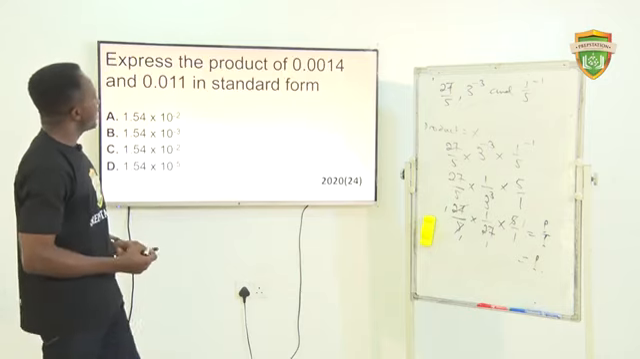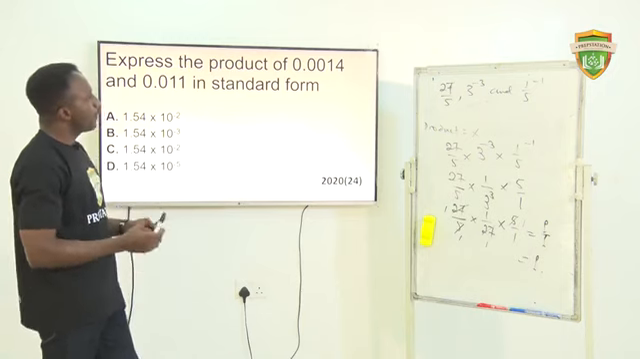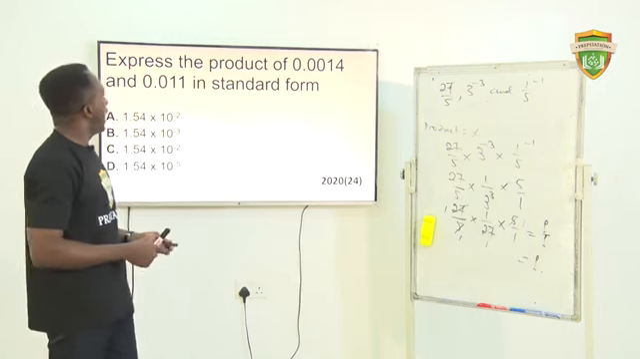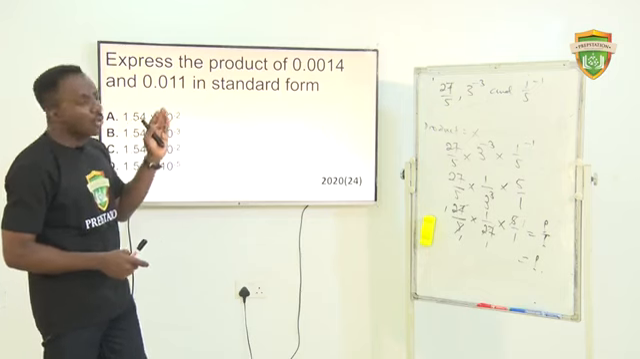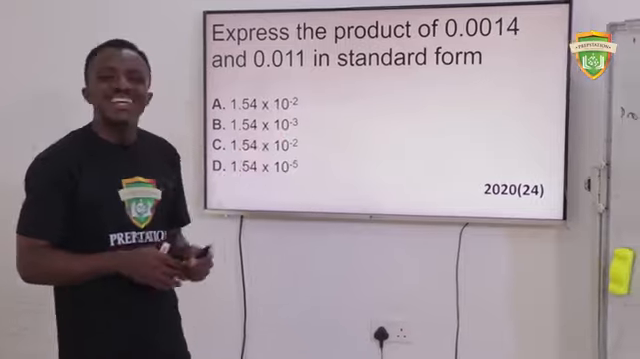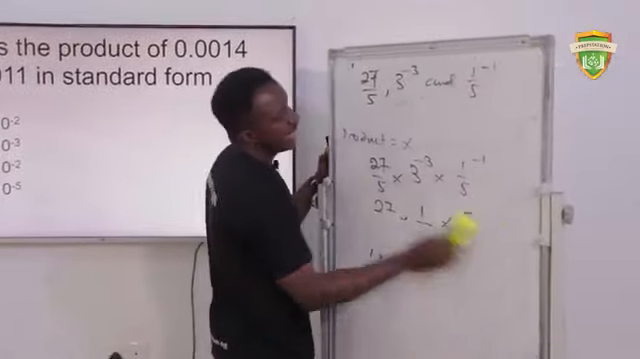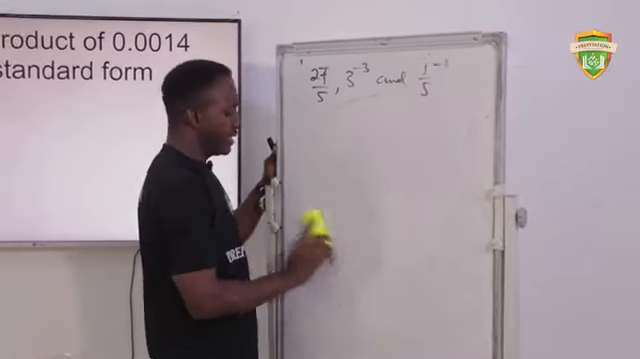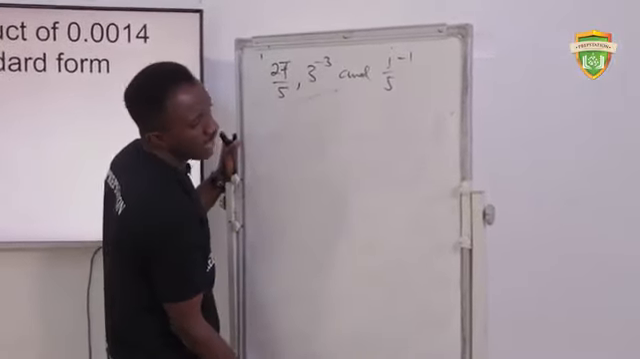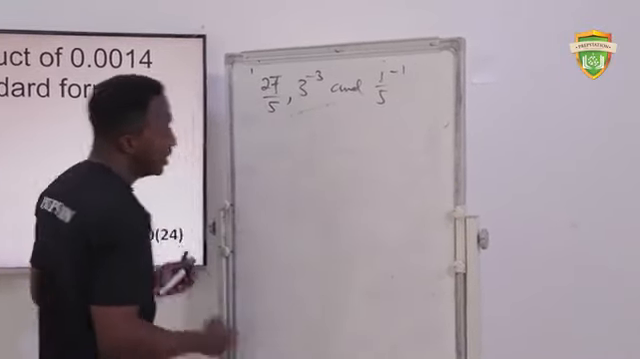Now the next question says express the product of 0.0014 and 0.011 in standard form. Express this in standard form. Now let me teach you something about standard form. Like I said, you did all of these things in your SS1. So what I'm doing with you now is just a revision of what you've done in SS1.